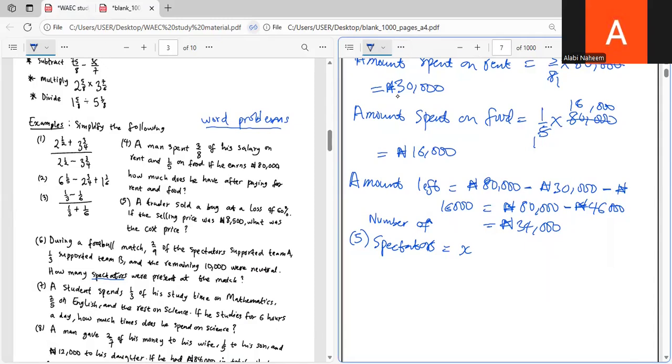But then 2/9 of the spectators supported team A. So 2/9 times what? Times X supported team A. When you say 2/9 of something, that is 2/9 times that thing. So 2/9 of the spectators, that is 2/9 times the spectators. And they are X. We don't know the number, so we use X to represent their number. So 2/9 times X supported team A.